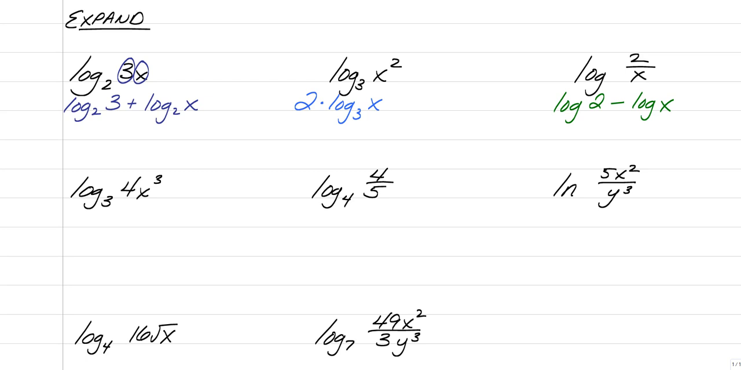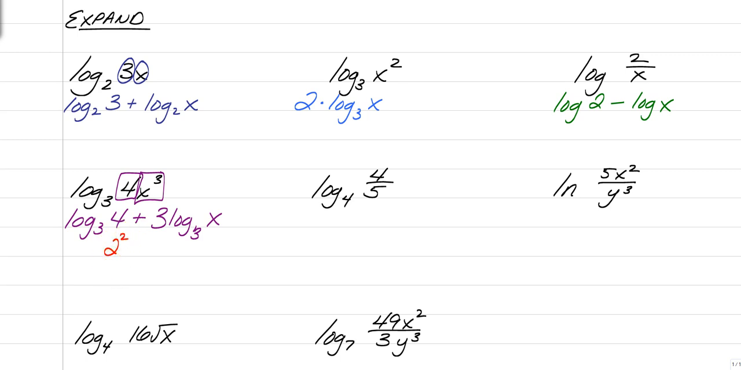This next row steps up in difficulty just a little bit, and here's why. This one looks pretty simple. However, we have this 4 here. Whenever you are expanding, you have to look for numbers that aren't written in the smallest base. So that's actually log base 3 of 4. And then we have plus 3 log base 3 of x, because we had two terms and we had to use our power property. But over here, this 4 could be written as 2 squared.